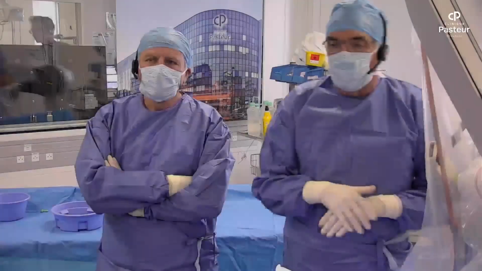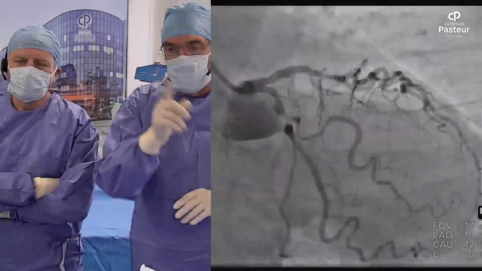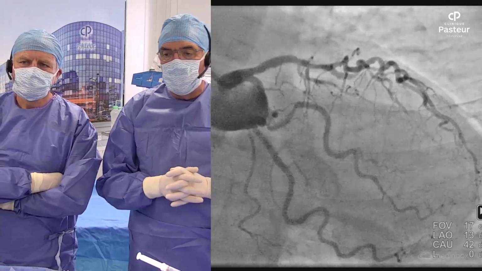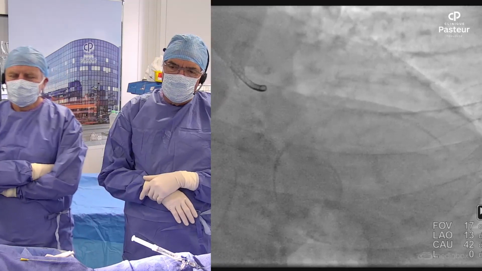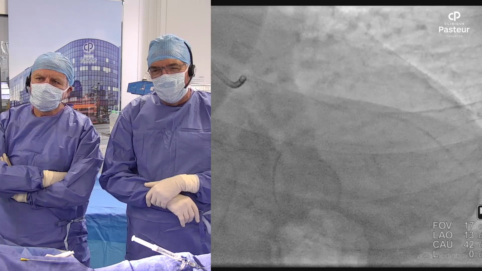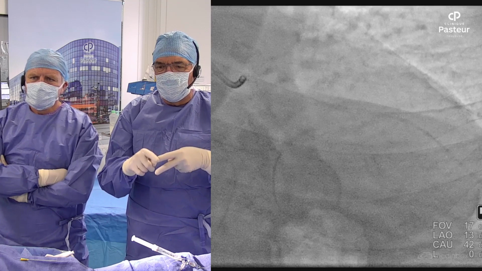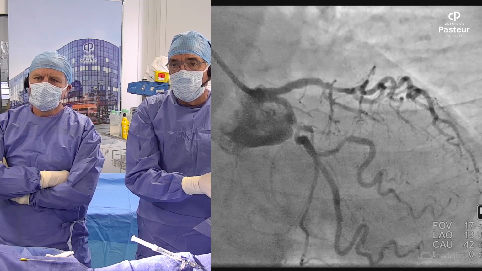Maybe we could see the angio, the views. Here we have the AP view with a caudal view, AP caudal. You see that we have a caudal 31, and we need quite more than 30 degrees caudal view in order to see the bifurcation of the circumflex and the OM. So I will show you in this view.